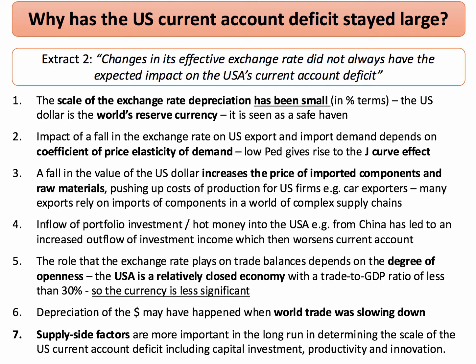Sixth point is that the fall in the dollar happened at a time when world trade was pretty weak and slowing down. So it just made it harder for US exporters to sell their produce overseas. Point 7, I think, is a fundamental structural point, that actually the main reason why the United States has a current account deficit is probably a very high rate of consumption, relatively low rate of capital investment and saving, perhaps some relatively weak productivity in some sectors, and who knows, a slowdown in innovation.